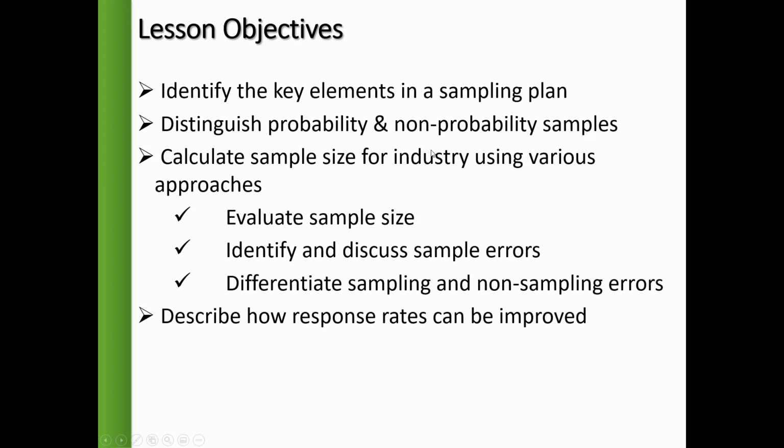Okay, so the objectives today are: identify the key elements of a sampling plan, distinguish probability and non-probability samples, calculate sample size for industry using various approaches, evaluate sample size, identify and discuss sample errors, differentiate sampling and non-sampling errors, and describe how response rates can be improved.